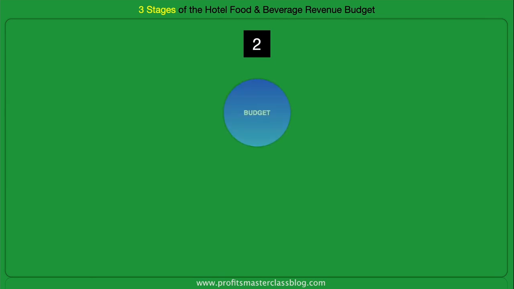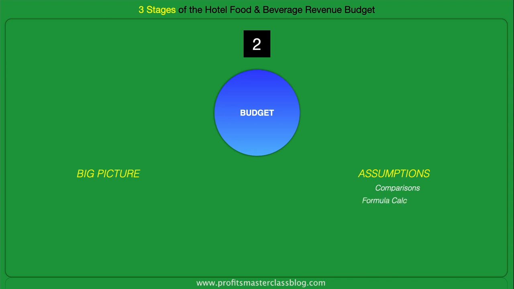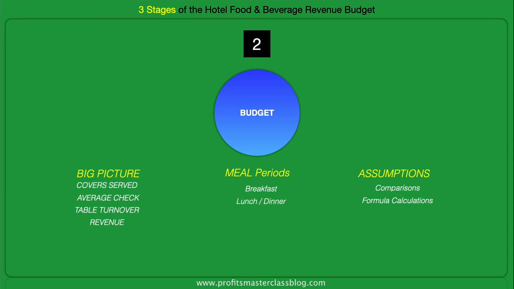Stage 2 is the budgeting process itself, which includes a big picture overview that covers covers served, average check, table turnover ratio, and of course revenue. And then meal periods themselves, breakfast, lunch, and dinner, the three most popular meal periods, and assumptions, which would include comparisons and formula calculations.